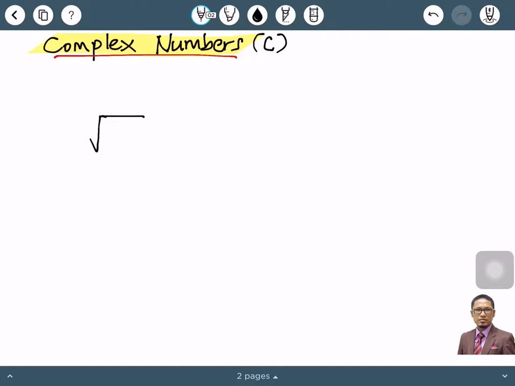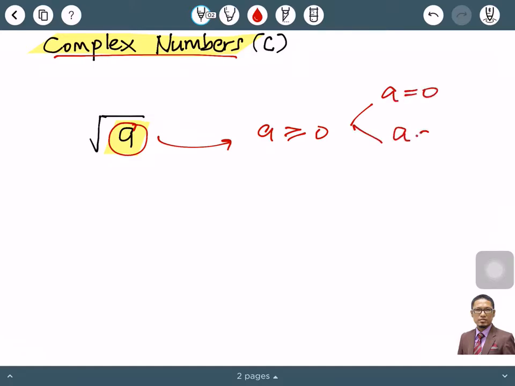Okay, hari ini kita akan belajar berkenaan dengan complex number. Before we proceed to complex number, kita study dulu berkenaan dengan square root. Biasanya square root of A, nilai A mesti lebih besar daripada atau sama dengan kosong. Maknanya A sama dengan kosong ataupun A lebih besar daripada kosong, means A tu adalah positive value.